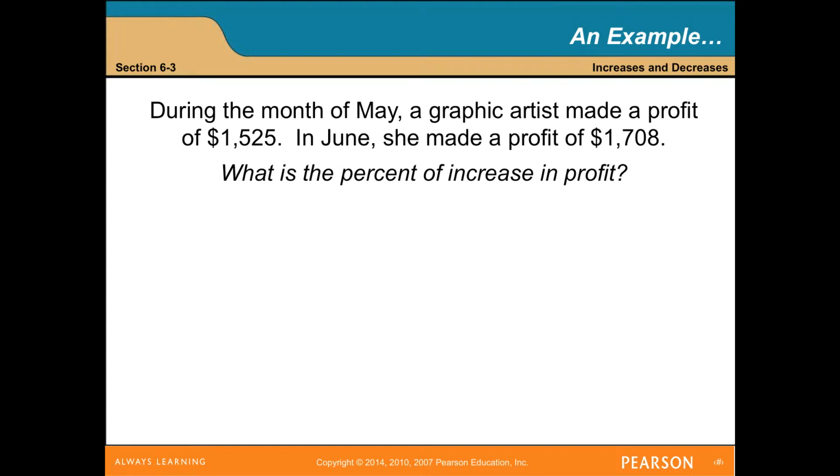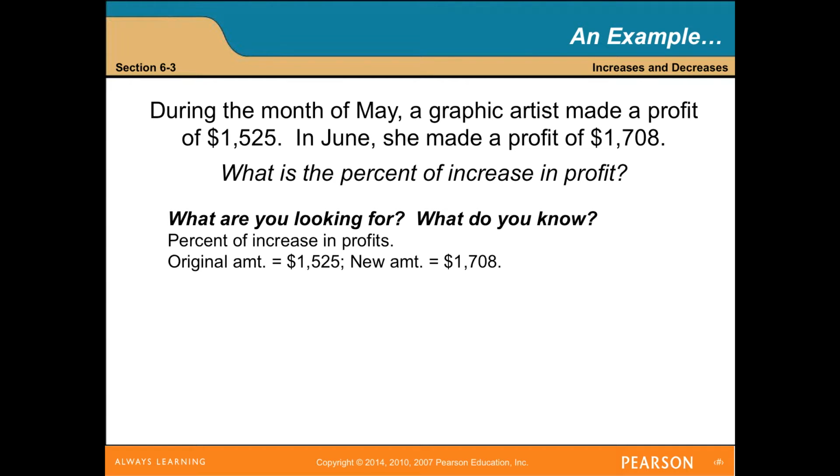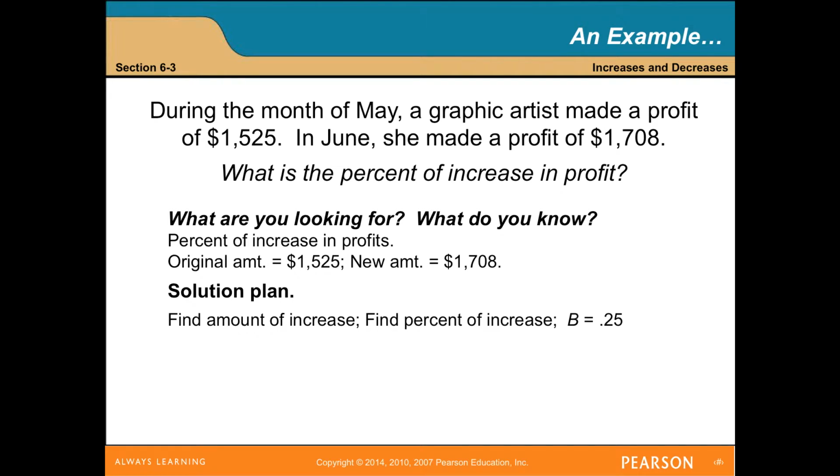During the month of May, a graphic artist made a profit of $1,525. In June, she made a profit of $1,708. What is the percent of the increase? So you're looking for the percent of the increase. We know $1,525 was the original amount. New amount is $1,708. Solution plan: to find the amount of the increase, you find the percent of the increase.